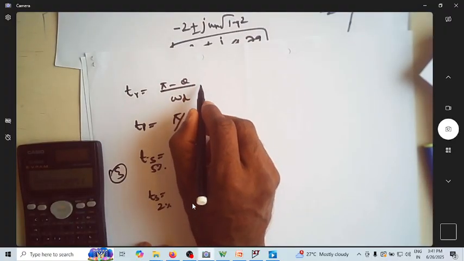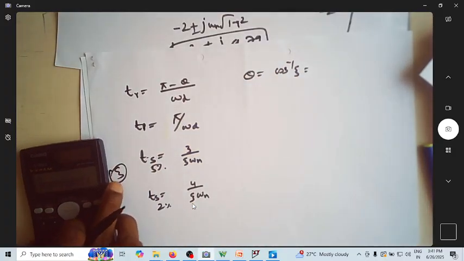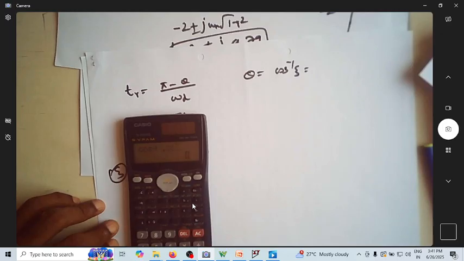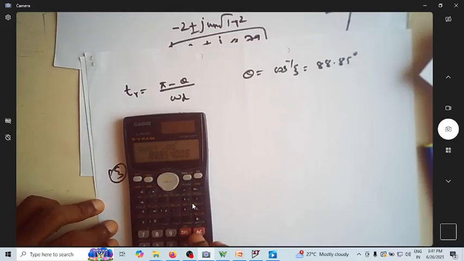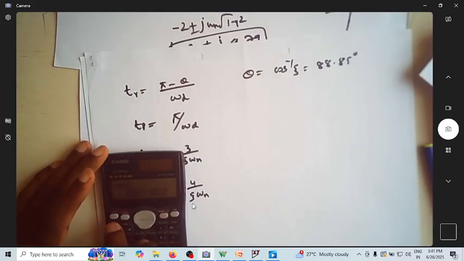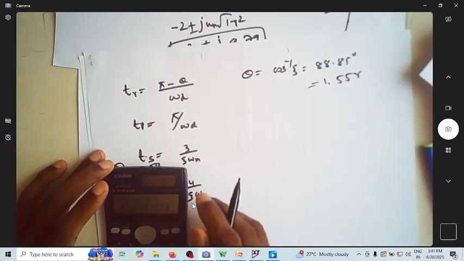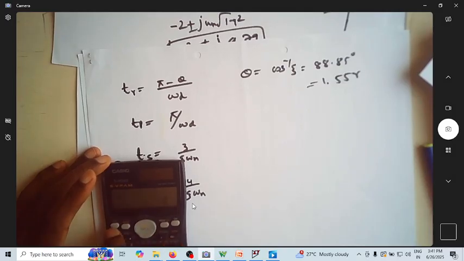Now what is theta? Theta is cos inverse of zeta. So what is cos inverse of 0.2? It's actually 88.85 degrees. Multiplying by pi divided by 180, this will become 1.55 radian.